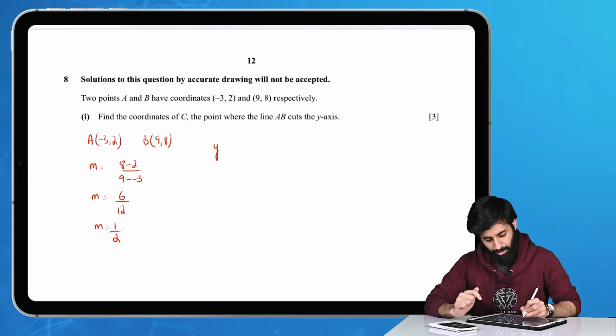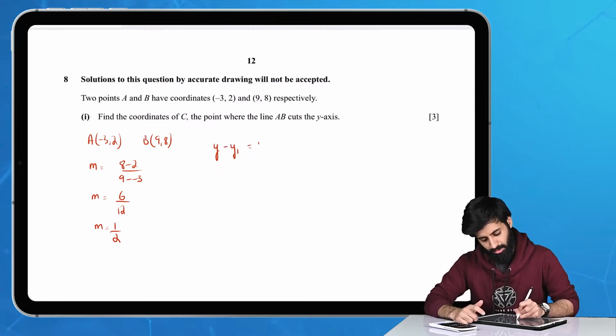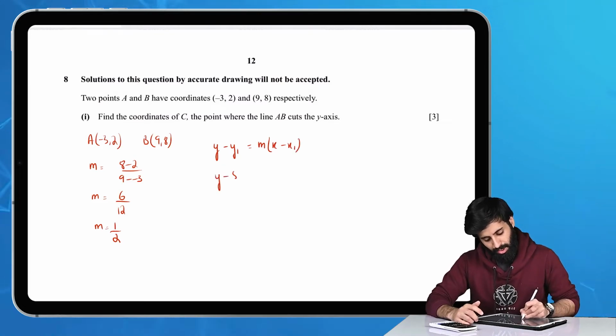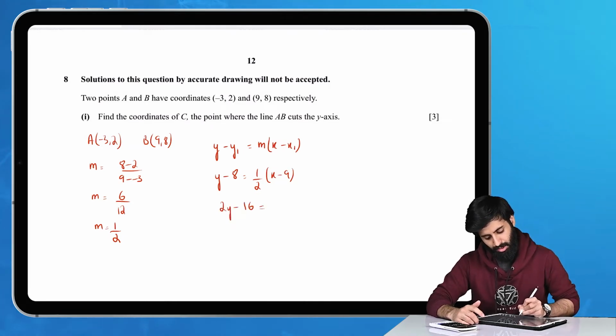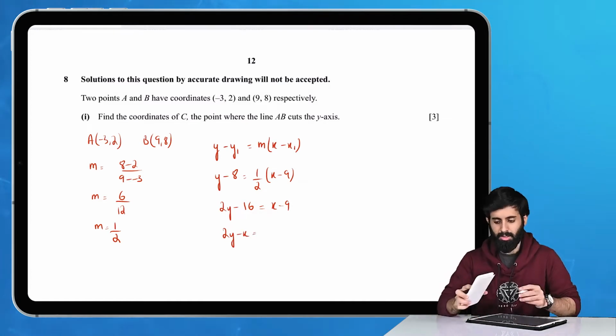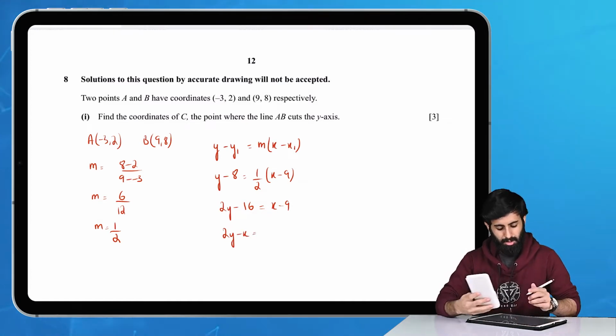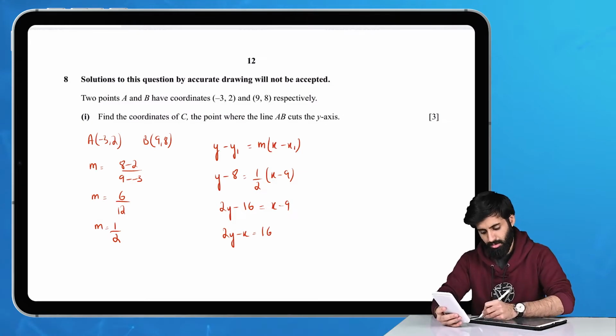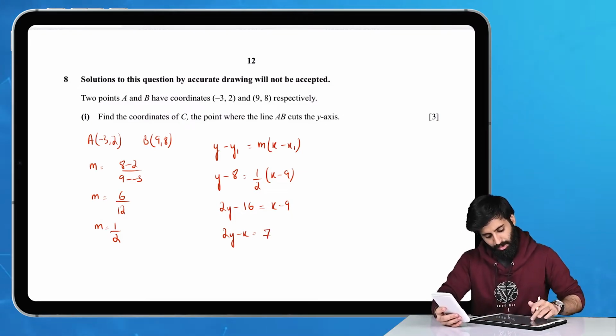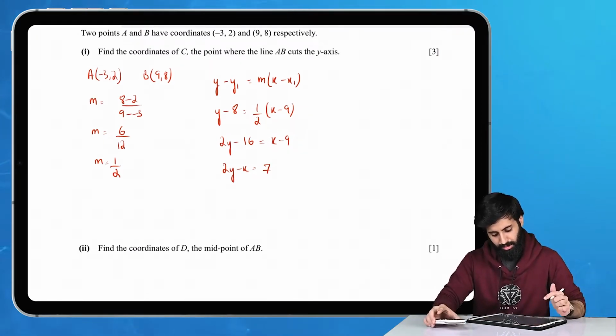Okay, and we can use any one of the 2 points. So I'm going to go with B because it's all positive. So y minus y1 equals m times x minus x1. You could have gone with A also, it makes absolutely no difference. So y minus 8 is equal to 1/2 times x minus 9. So 2y minus 16 is equal to x minus 9, which means 2y minus x equals -9 plus 16, equals 7. And there you go, you have your equation.